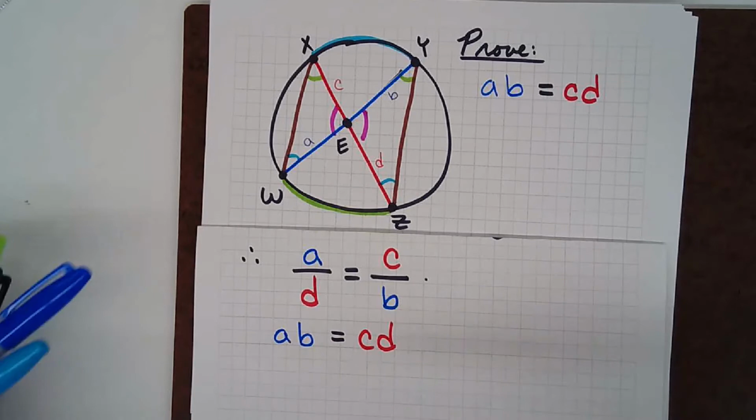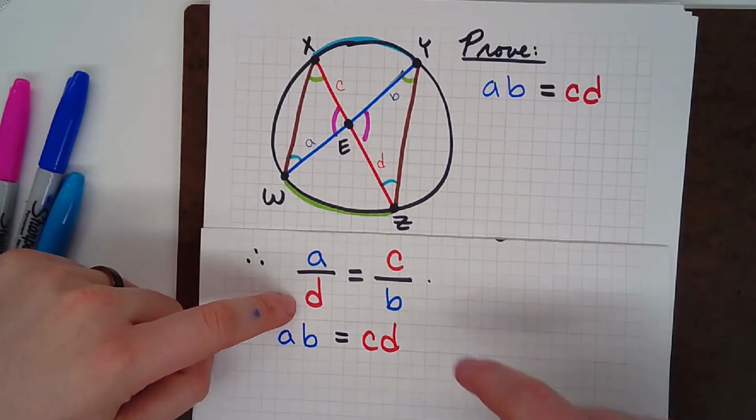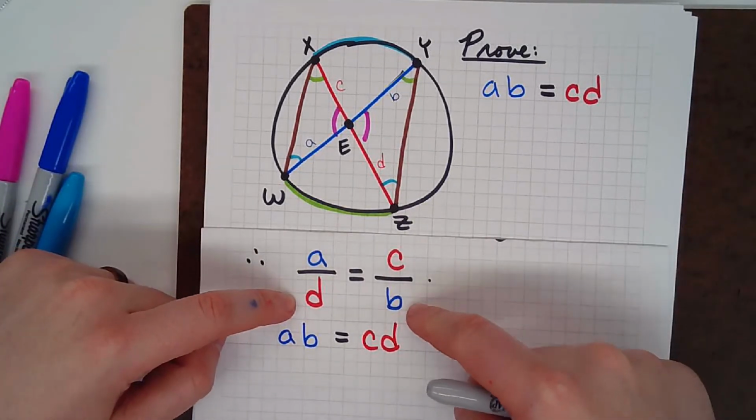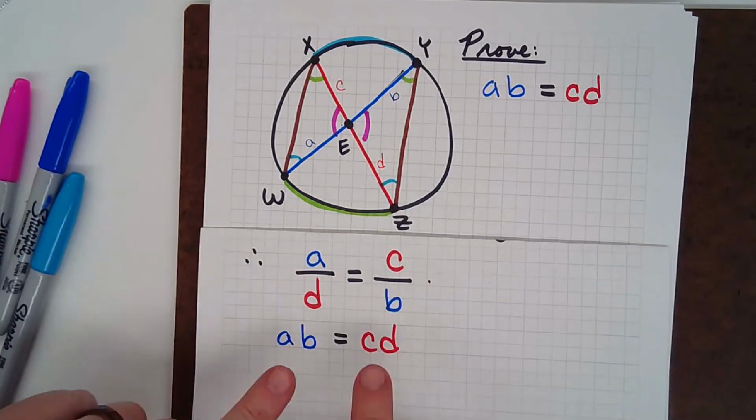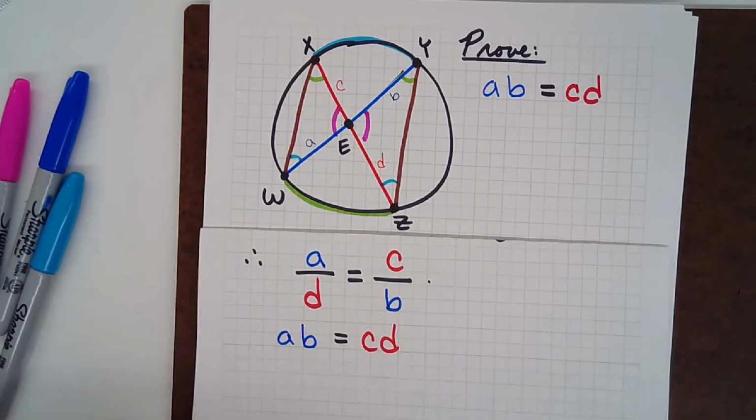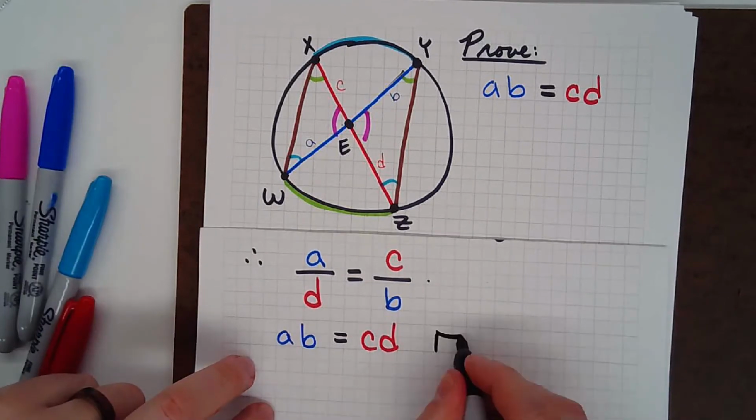So I wrote that, showed what parts are proportional. A is proportional to D the same way C is proportional to B. And then through the magic of math, we were able to move things over and show that A times B should equal C times D. And that is our proof.